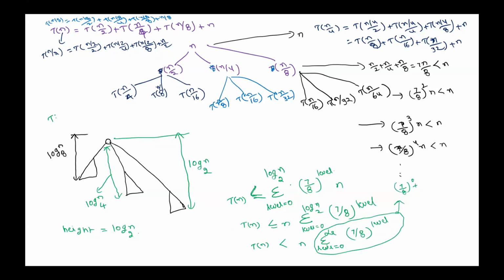Okay, I'll tell you, this is only simplification. I won't put the level number. J equal to 0 to infinity. Do you agree with this?